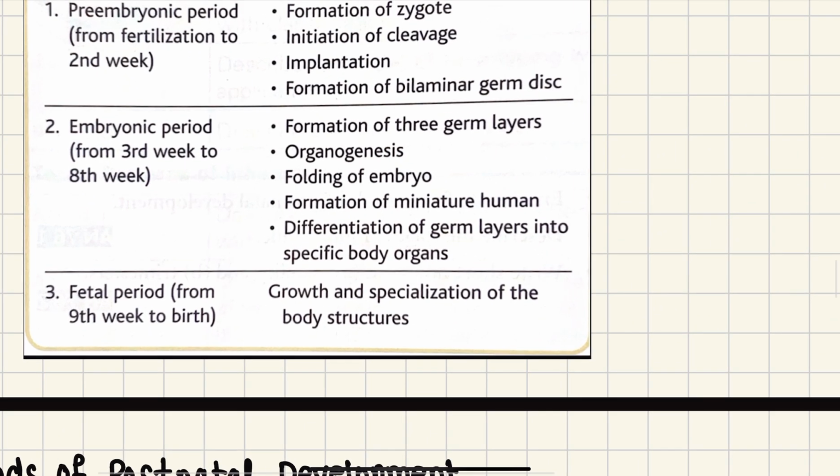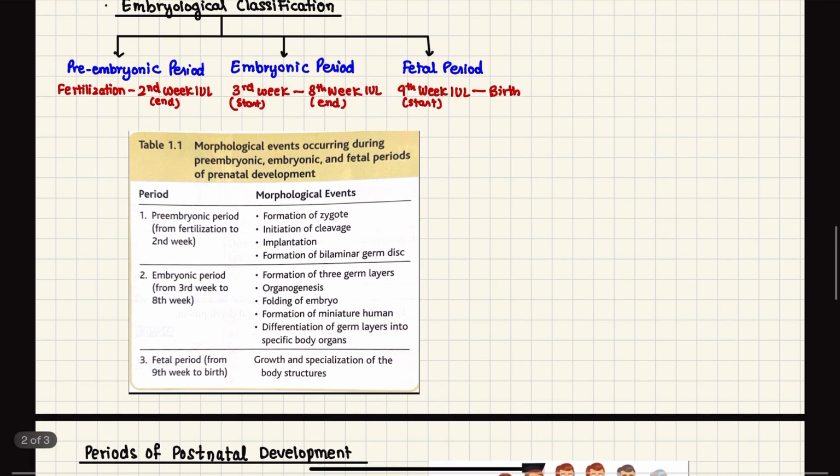Now in the fetal period, which is from the 9th week to the birth, you have growth and specialization of these body structures. So I told you, rapid organogenesis. Either organogenesis will start, or you will have proper development and growth of these organs and body structures.